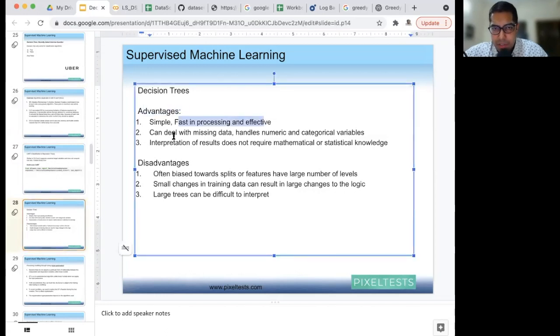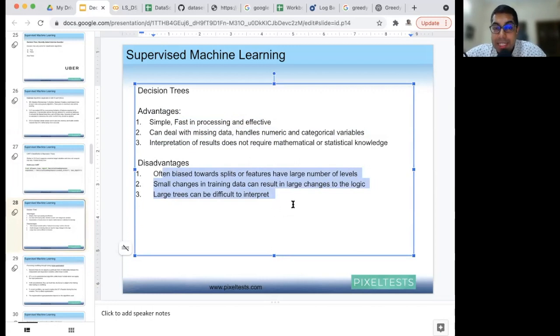Let's look at some of the advantages. Simple, fast in processing, can deal with missing data. Yeah, it deals with missing values, handles numeric and categorical variables. That's the C 5.0, okay, not the old ones. Disadvantages: often biased towards features that have a high number of levels, which is cardinality. So if you have too much cardinality, it might actually be biased towards it. That's a problem. You can also nicely prove it mathematically. We are not going to do the proof.